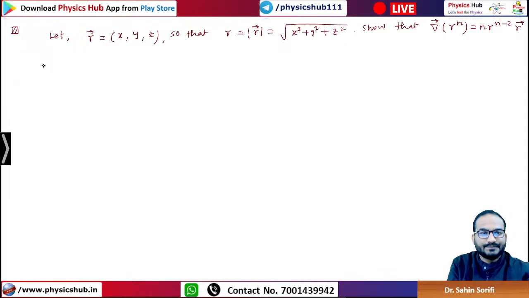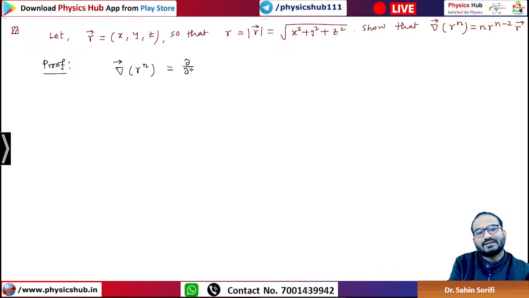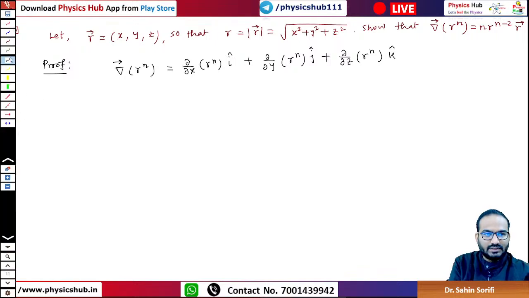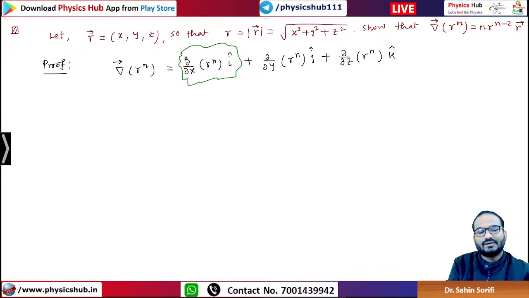How will you prove this? Let's go for this proof. It is like finding the gradient of r to the power n, where r is the magnitude of this vector r. So we can write it as del x of r to the power n i cap plus del y of r to the power n j cap plus del z of r to the power n k cap. Now let's only consider the first one, because the second and third terms are similar to the first one. So we deal with one term first, then using the analogy we can comment on the other two.